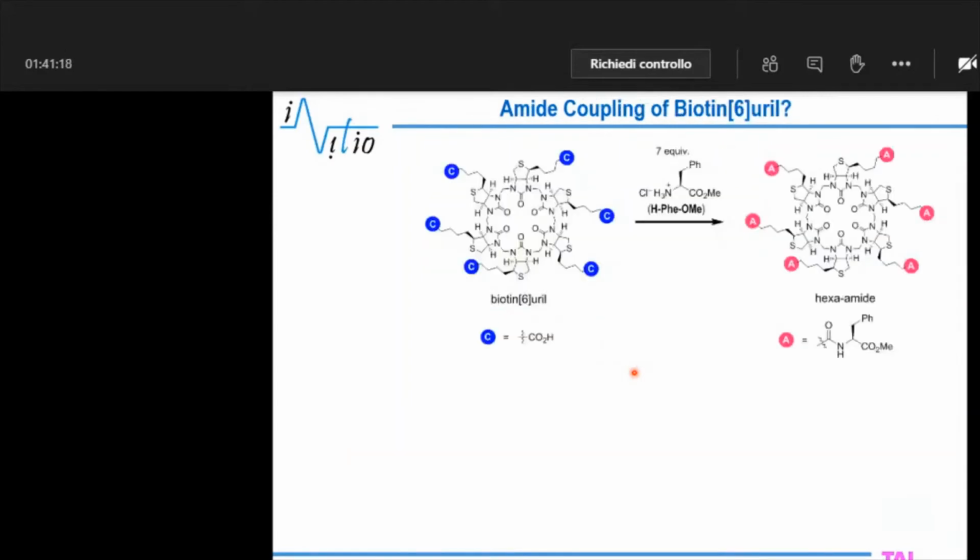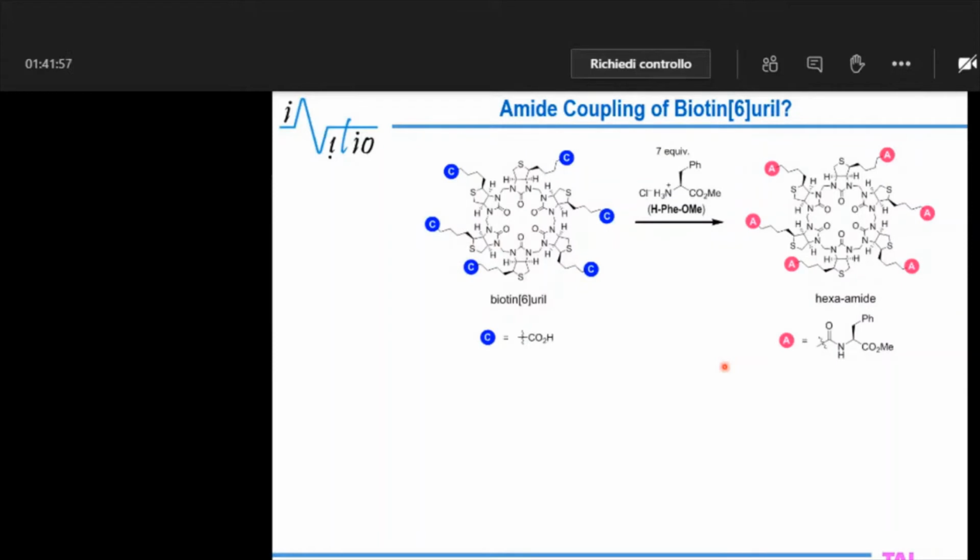Okay, so how can we apply this transformation to our purpose, the derivatization of biotin-6-uril? For example, let's imagine that we would like to couple this carboxylate, all six carboxylates, with a C-terminus protected amino acid like phenylalanine. Of course, in this case, we can't use a huge excess. We can't use this compound as a solvent or something. So we have to use it in almost stoichiometric amount, just a bit more maybe. Like here, 6 equivalents. It's a bit more than stoichiometric amount per one carboxylic group.